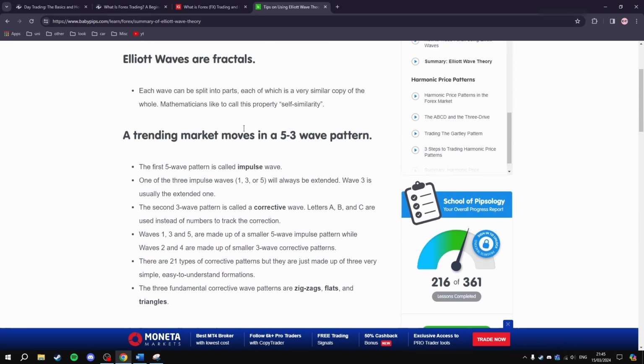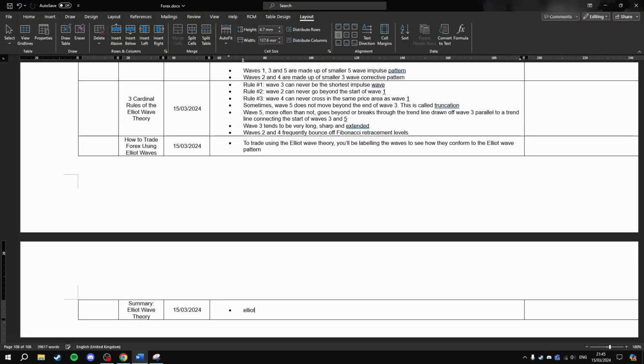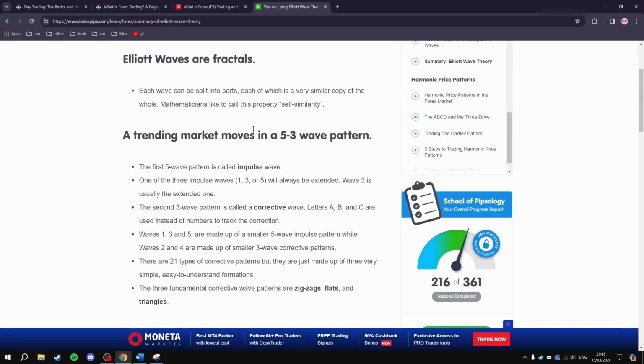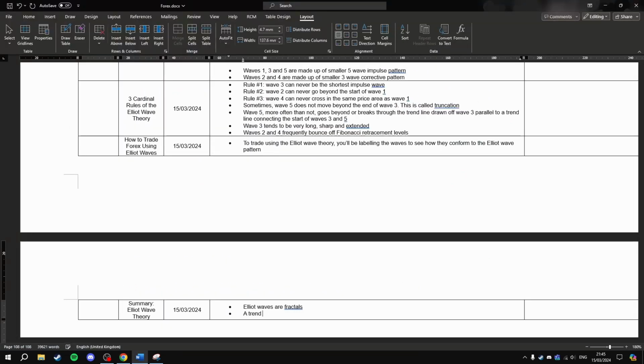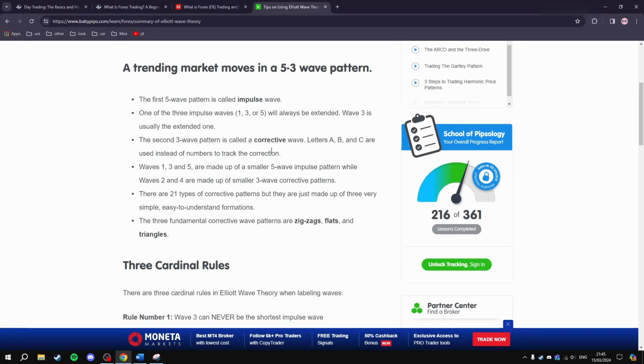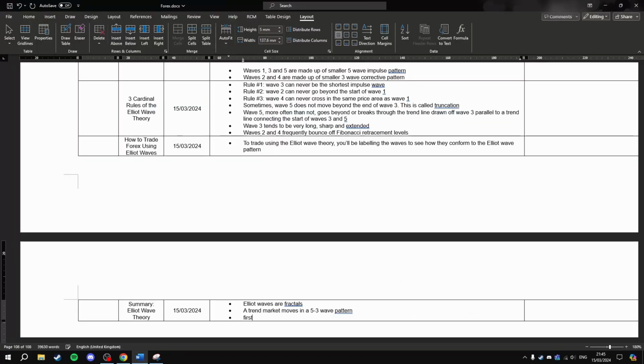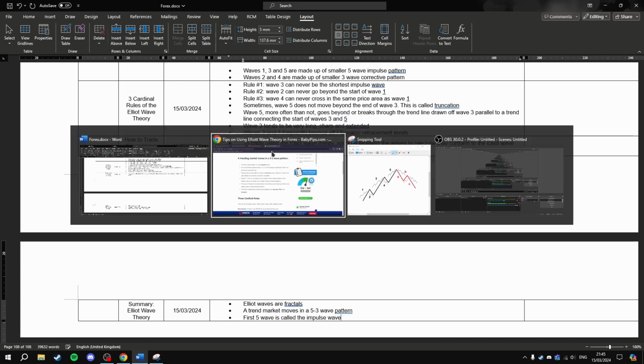Elliott waves are fractals. A trending market moves in a 5-3 wave pattern. The first 5 wave is called the impulse wave.